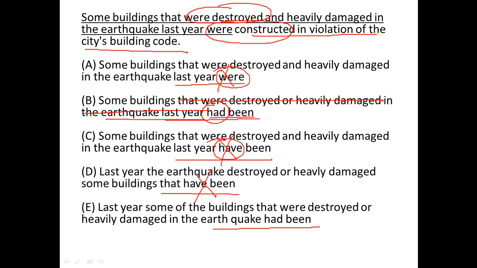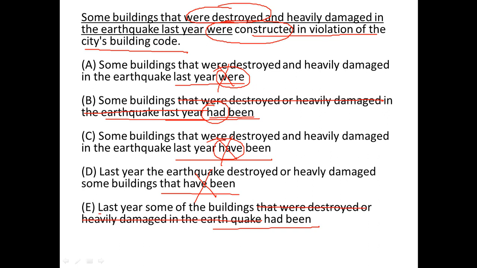Now if you look at E, it says last year some of the buildings, now again this is that were destroyed or heavily damaged in the earthquake. This is a modifier. So it says last year some of the buildings had been constructed in violation of the city's building code. So it says buildings were constructed last year, but the meaning is that the buildings were constructed before the earthquake. Earthquake came last year. So over here it is changing the meaning of the sentence.